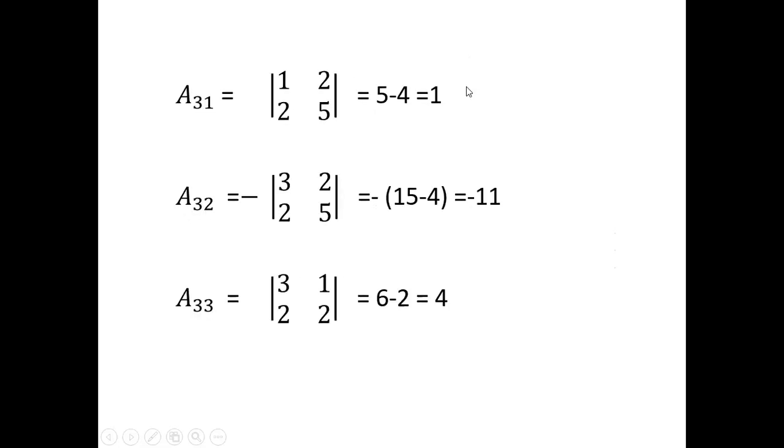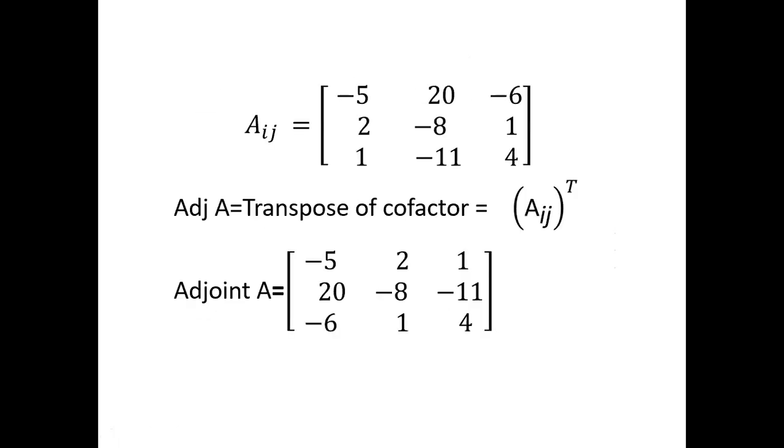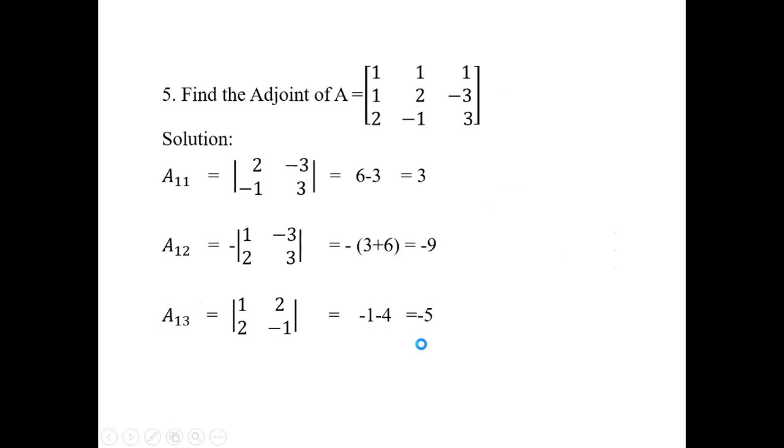We can write it in the matrix form Aij. Then the adjoint of A equals the transpose of the cofactor matrix, which is Aij transpose. This is Aij. Then Aij transpose is obtained by interchanging rows into columns and columns into rows, and that is the adjoint of A. This is the next problem: to find the adjoint of A, with the same procedure.